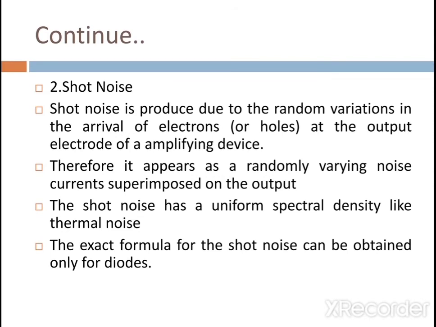Then second is shot noise. Shot noise is produced due to the random variation in arrival of electrons or holes at the output electrode of an amplifying device. It appears as a randomly varying noise current superimposed on the output. Then shot noise has a uniform spectral density like thermal noise. For shot noise, the formula can be obtained for a diode.